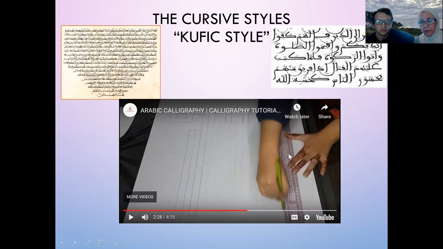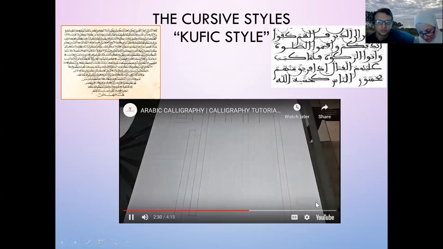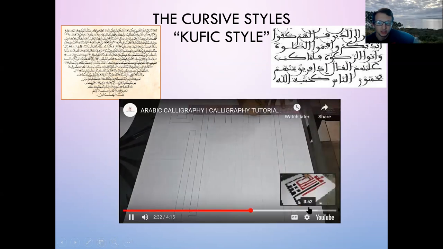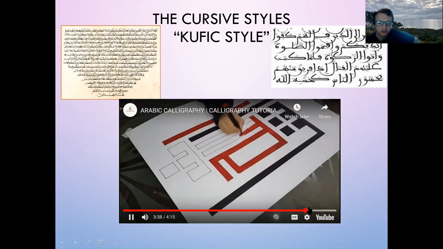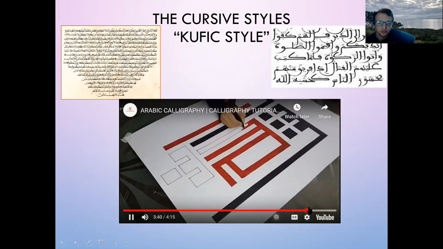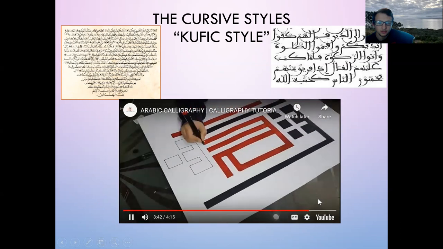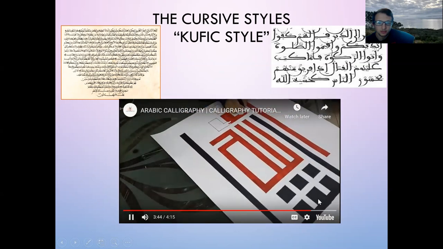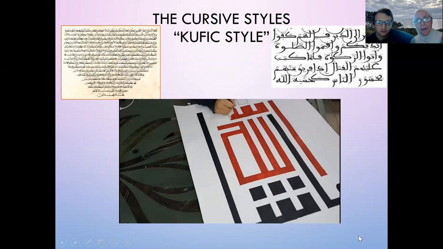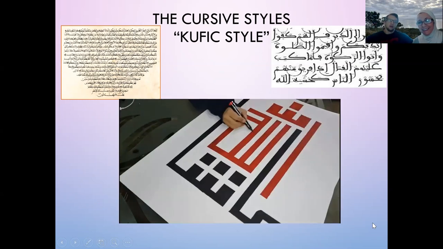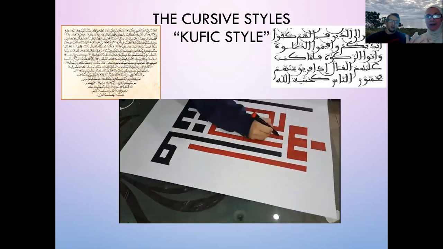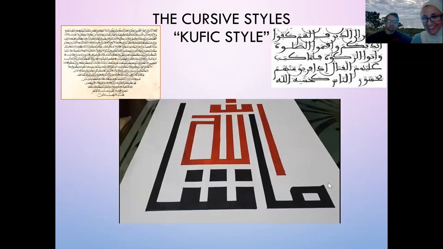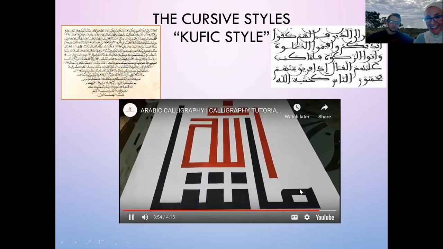Olive, oh. See what she makes. Wow, nice. Masha Allah. That's what it says, Masha Allah. Can you read it?